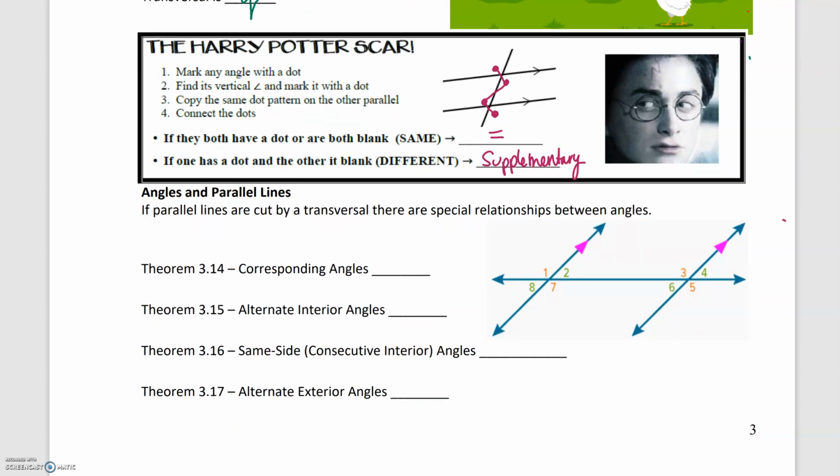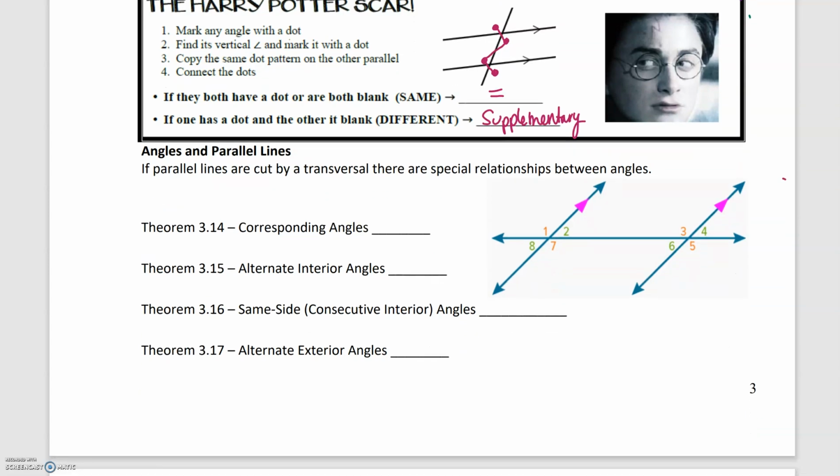So we get this pattern going here. So our relationships are corresponding, alternate interior, same side interior, alternate exterior. If we look at corresponding, those are going to be along the same scar line. So think orange, on the same scar line here. And so those are going to be congruent. If we look at alternate exterior, those again will be on the same scar line. So those will be congruent.